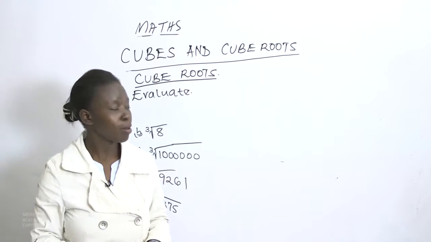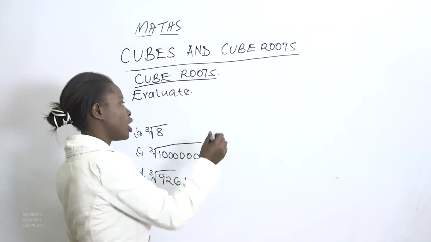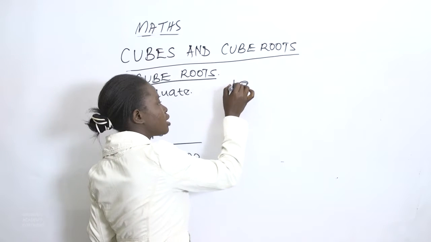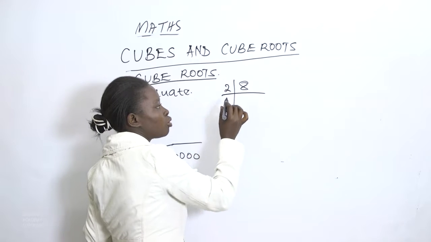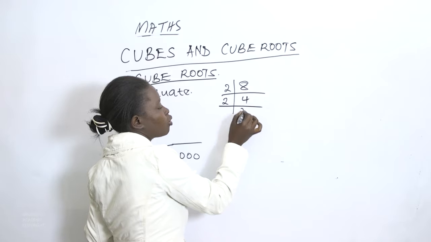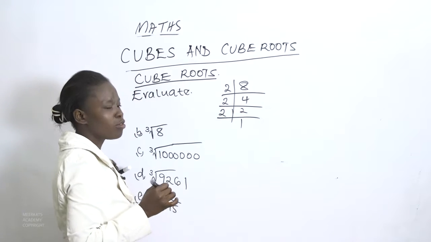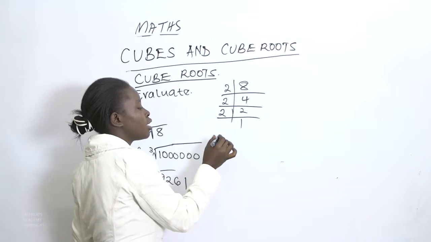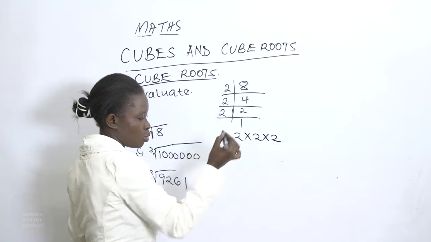Part B, I'm supposed to get the cube root of 8. So cube root of 8, what are the prime factors making up 8? So the prime factors, the first one is 2. 2 into 8, that is 4. 2 into 4, we have 2. 2 into 2, we have 1. So it means the prime factors making up 8 is 2 times 2 times 2.